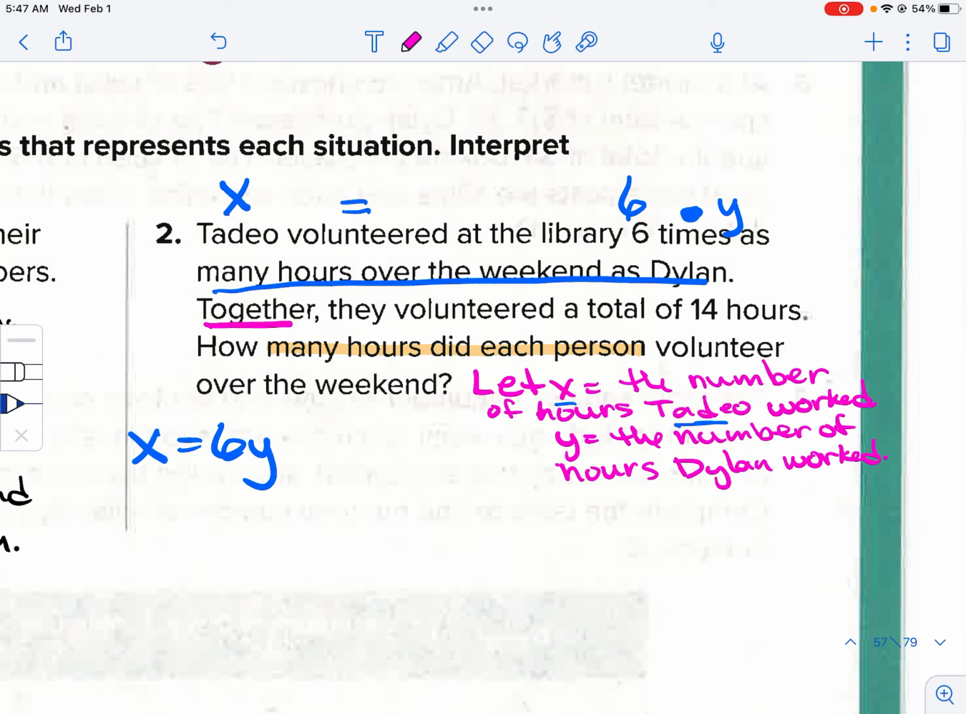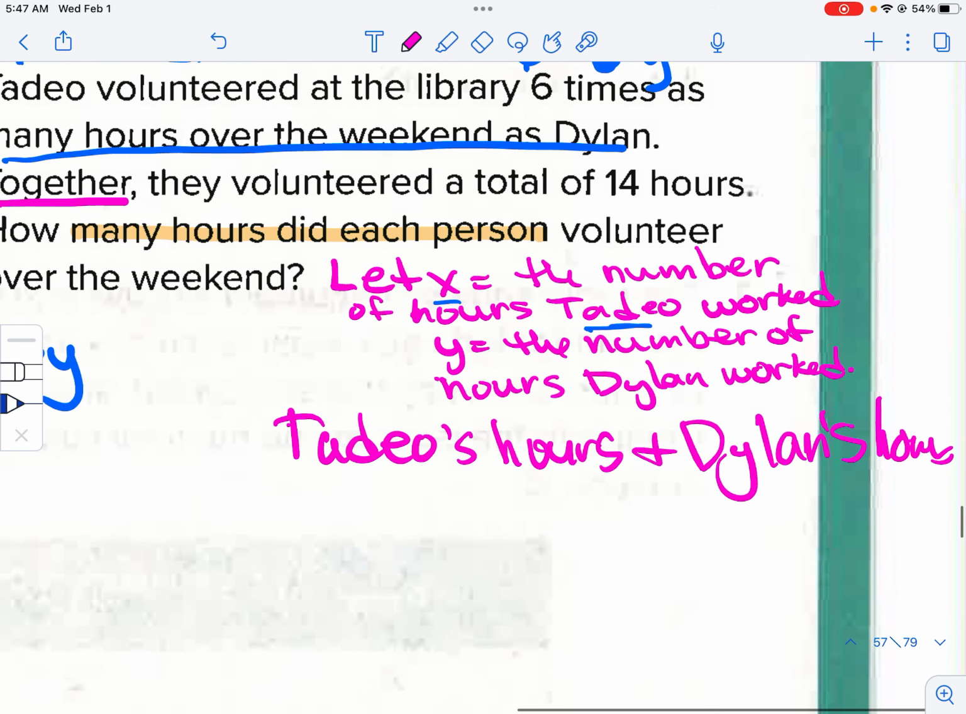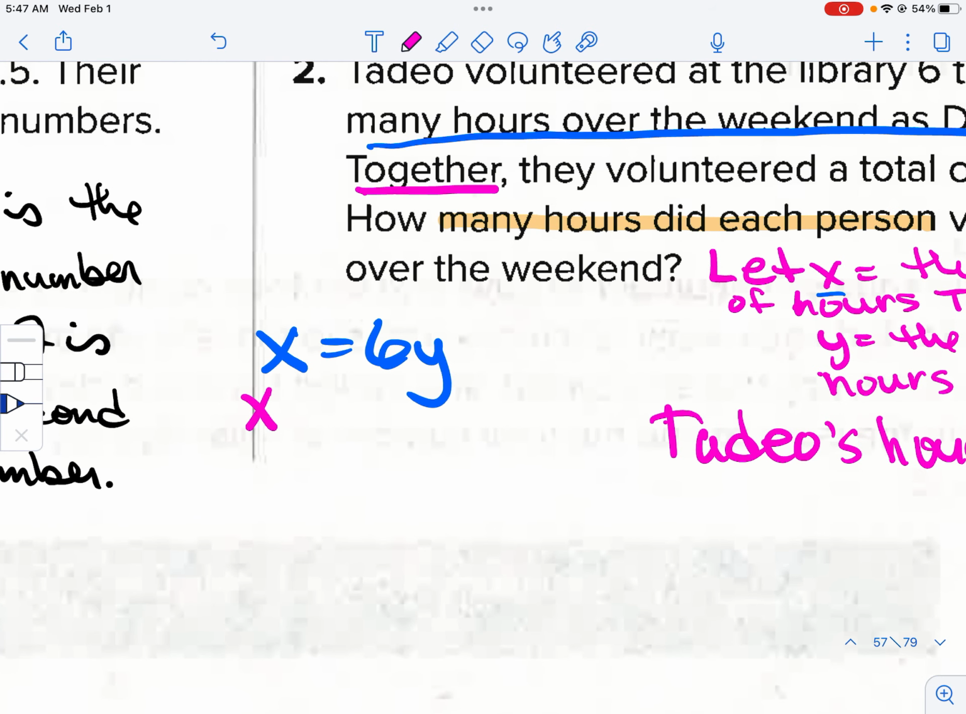Then I look for my second equation. It says together. When I write that sentence, it's talking about Tadeo's hours plus Dylan's hours. You don't have to write this part out; I'm just doing this so you can see what I'm talking about. We're adding those two together, and how much do they equal? They equal a total of 14 hours. So Tadeo's hours plus Dylan's hours equals 14.